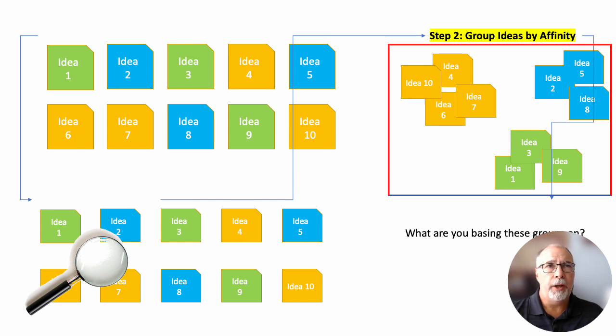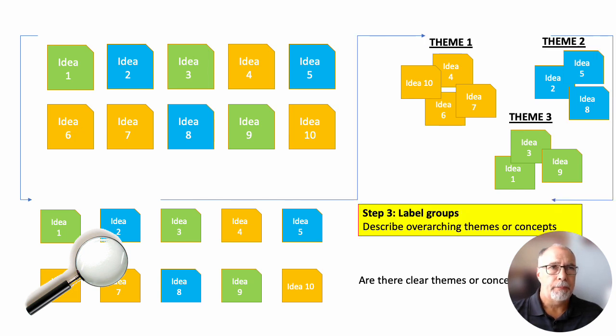Step 2 is grouping the ideas by affinity. This is where you connect the ideas based on similarities or commonalities that you and others see that leads to these natural groupings. Step 3 is you label the groups. What are the overarching themes or concepts? Why did you connect these different ideas together in this particular group?